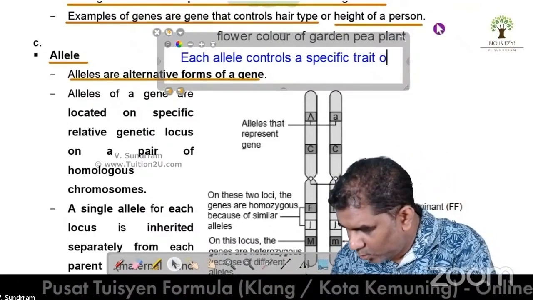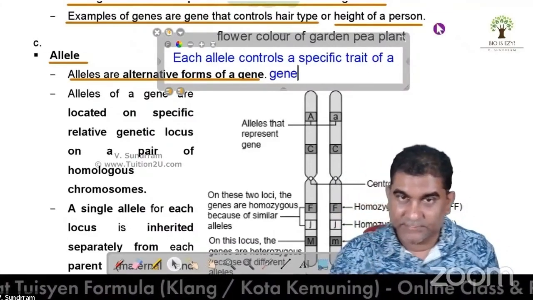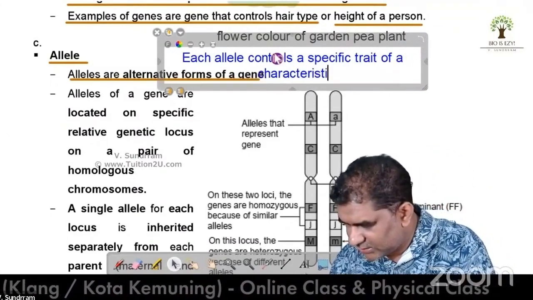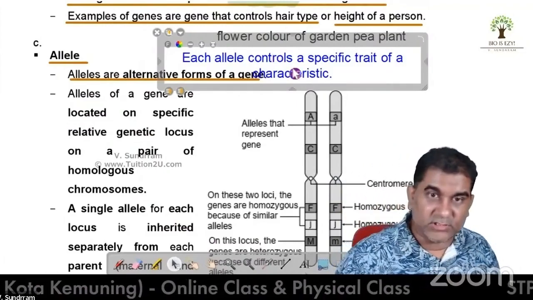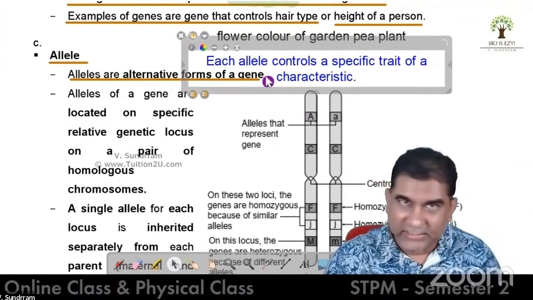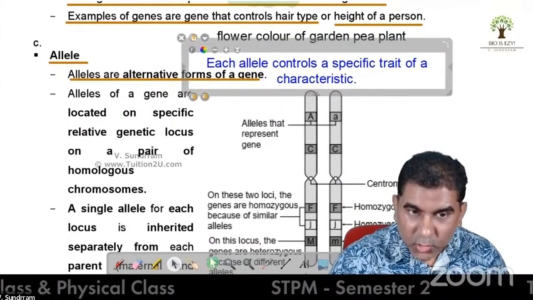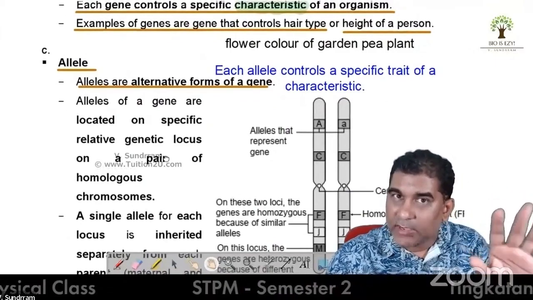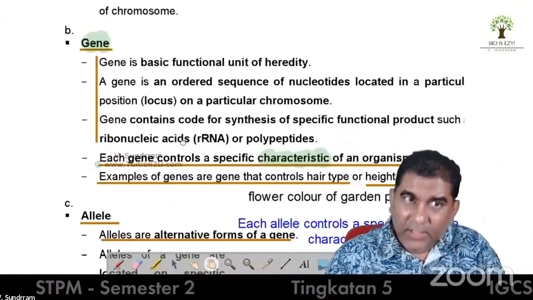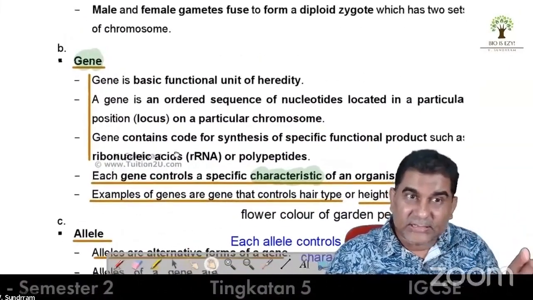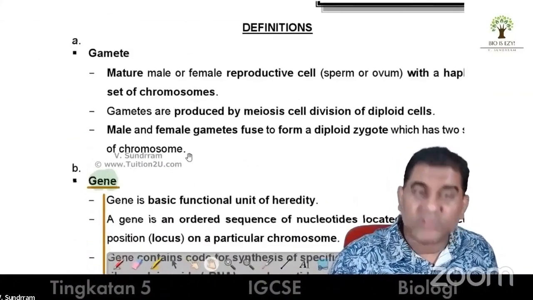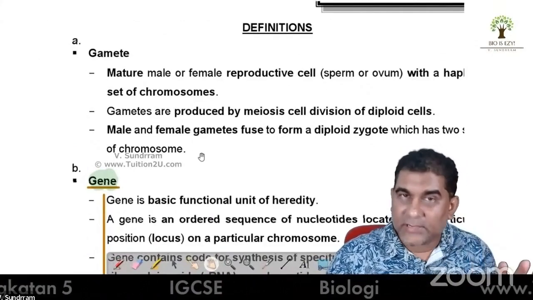Specific traits of a gene. No, specific trait of a characteristic. I should add that into the notes. So this is another 1 mark. Each allele controls a specific trait of a characteristic. So this long explanation so far is for you to understand what is a gene, what is an allele, what is a characteristic, what is trait. The trait and characteristic we didn't define, but make sure you know the difference. What is characteristic, what is trait?